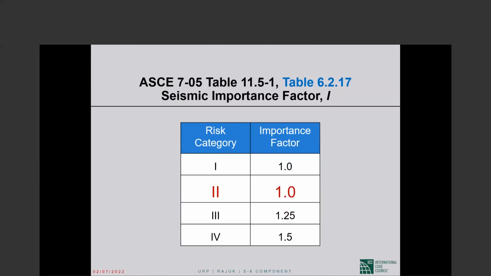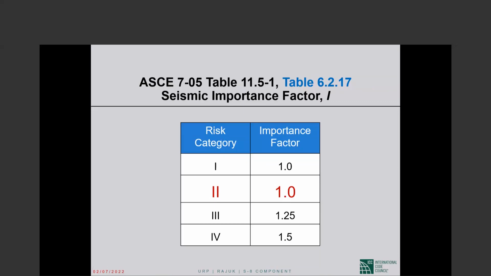Okay. The importance factor I is 1.0 for risk category 2. It is, in your case, not risk category, it's occupancy category. I didn't notice that. However many times I go through the slide sets, this always happens, and this always bothers me.